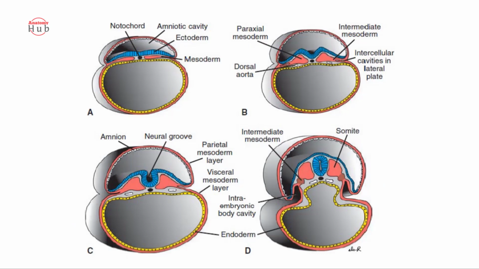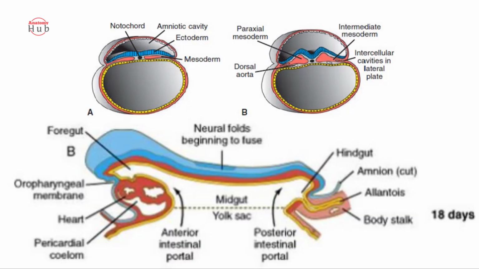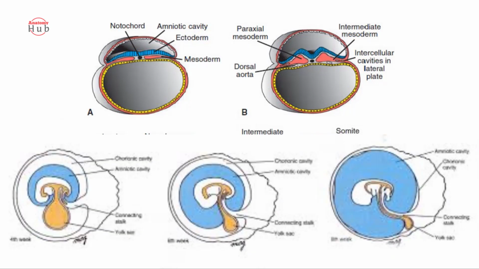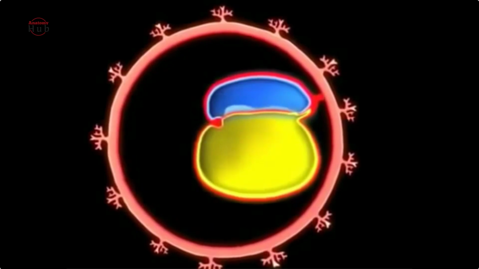Then we will see folding of the embryonic disc. Till the third week, the embryo is in the form of a trilaminar embryonic disc. A rapid increment in the size of the embryo causes folding of the embryo in both median as well as horizontal planes. First, head fold formation occurs, then we will see the tail fold formation.